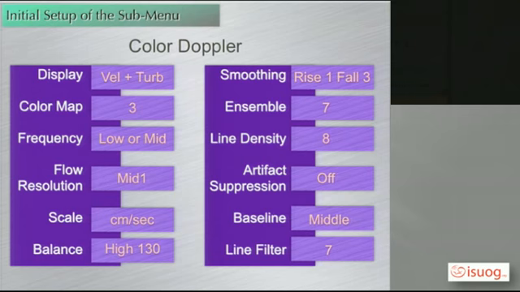This table lists the settings that I prefer for the submenu when using color Doppler ultrasound. Let's review these settings. Display, velocity and turbulence. Color map, 3. Frequency, lower mid. Flow resolution, mid 1. Scale, centimeters per second. Balance, high 130. Smoothing, rise 1, fall 3. Ensemble, 7. Line density, 8. Artifact suppression, off. Baseline, middle. Line filter, 7.